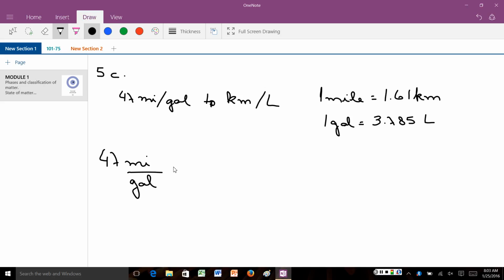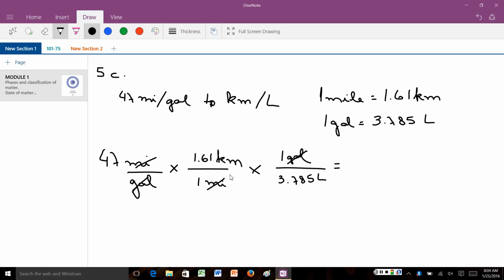Here it doesn't matter which one you convert first. I'm going to convert miles first. I'm going to write this in the form of a fraction: 1.61 kilometers over 1 mile. Mile and mile cancel. Then I need to convert gallons into liters. We know that 1 gallon is equal to 3.785 liters. Gallon and gallon cancel out. So my final unit is going to be kilometers per liter.